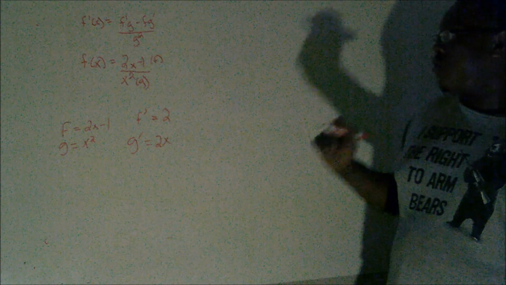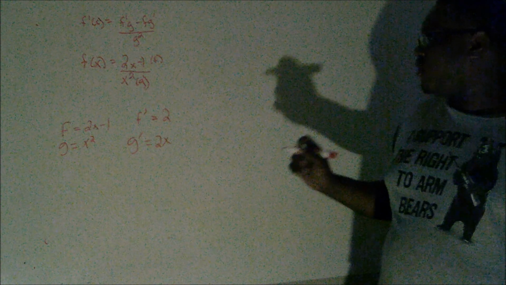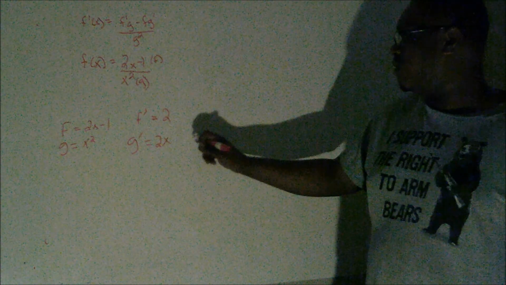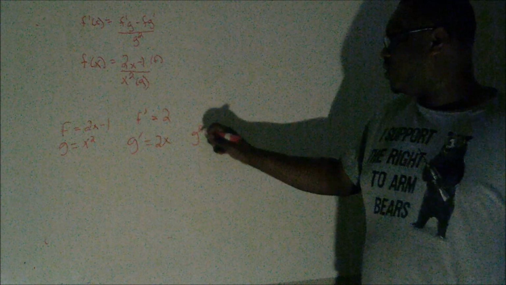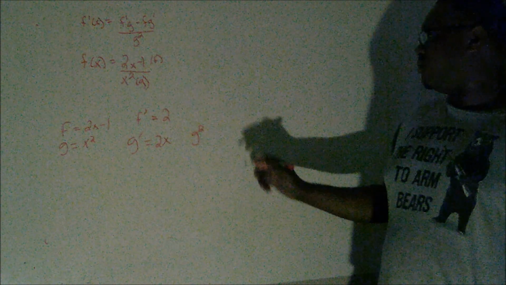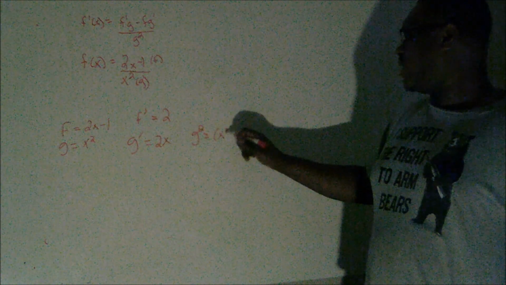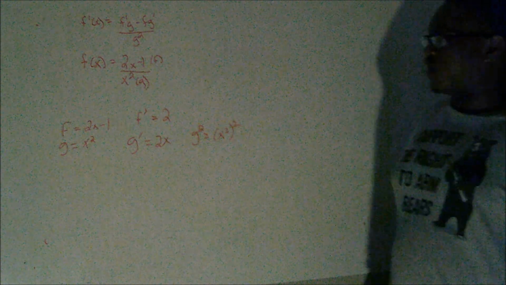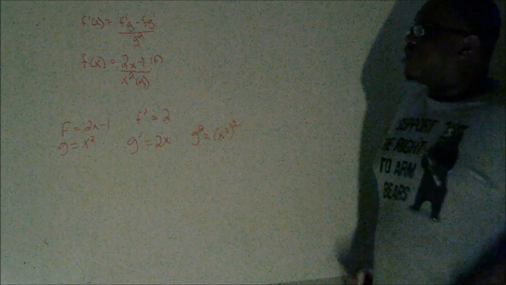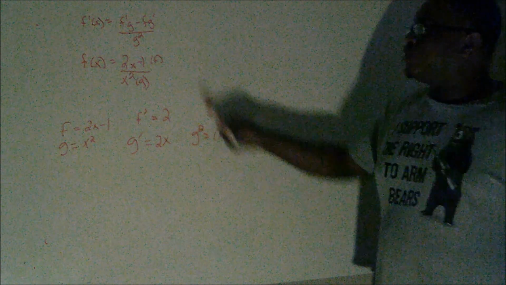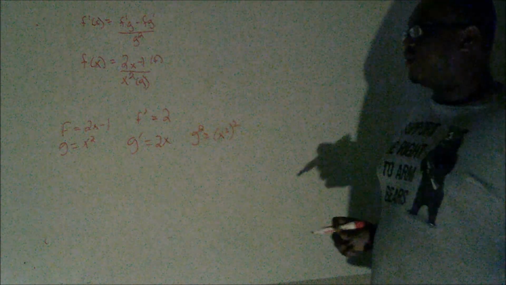And we need one more term now for this. We need g squared. So we know g squared, and I'm going to go ahead and write that here, is just x squared squared. For simple terms now, I'll just leave it as x squared squared. So now we have all the things we need. We just plug it back into our derivative formula.